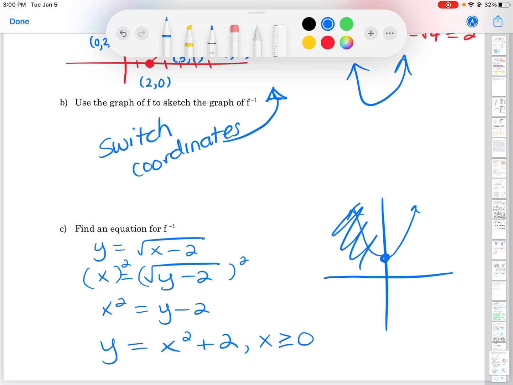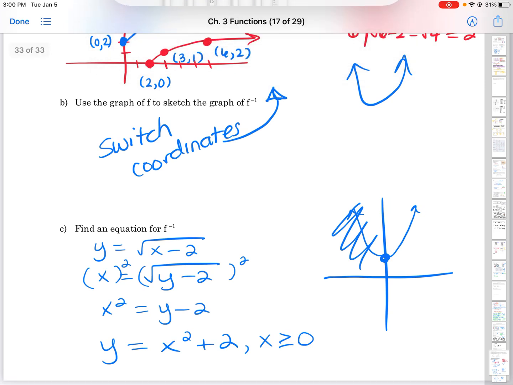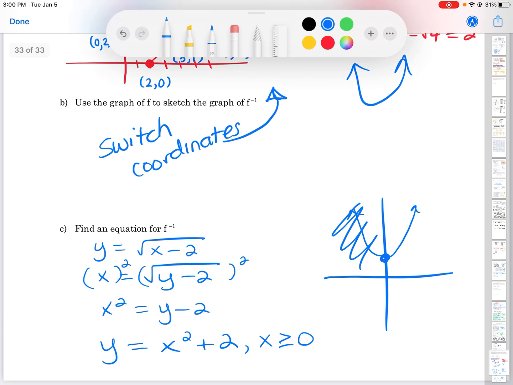And the reason I need to include that restriction is because in the original function, back at the top, the square root function, this had a range of y is greater than or equal to 0. So now my domain is going to be the same thing, greater than or equal to 0.